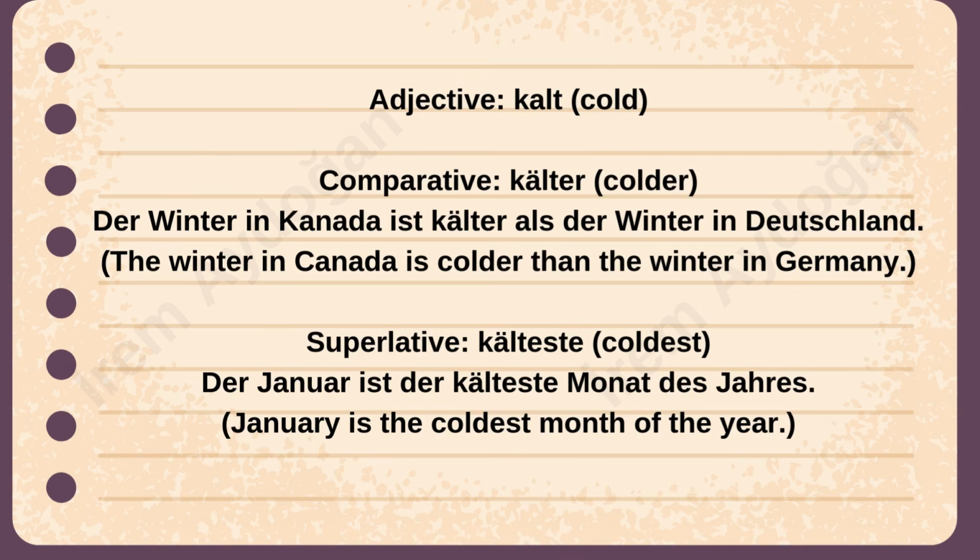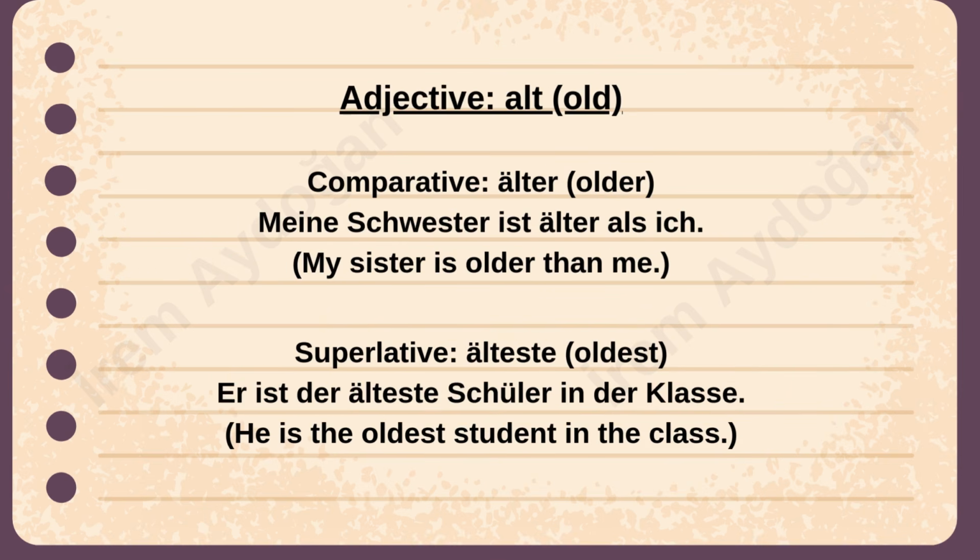Der kälteste Monat. We use article der and kälteste Monat. Ist der älteste Schüler in der Klasse. He is the oldest student in the class.